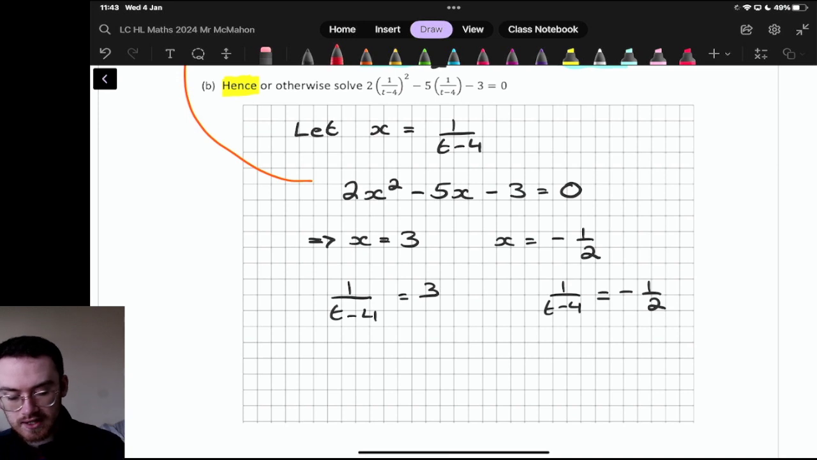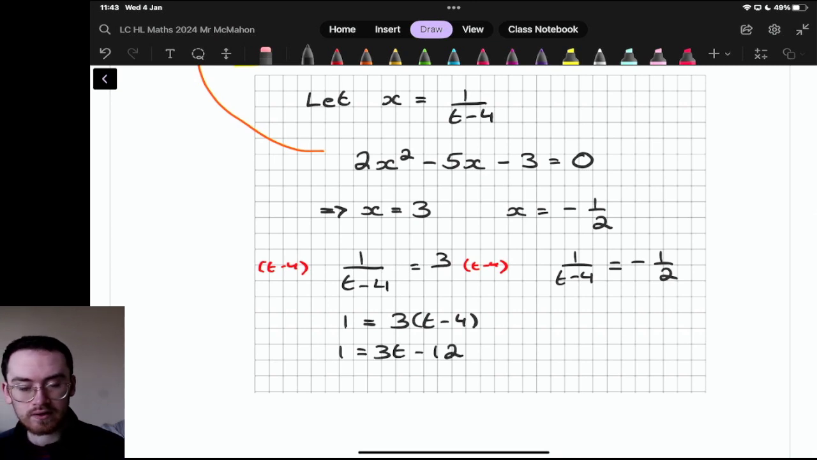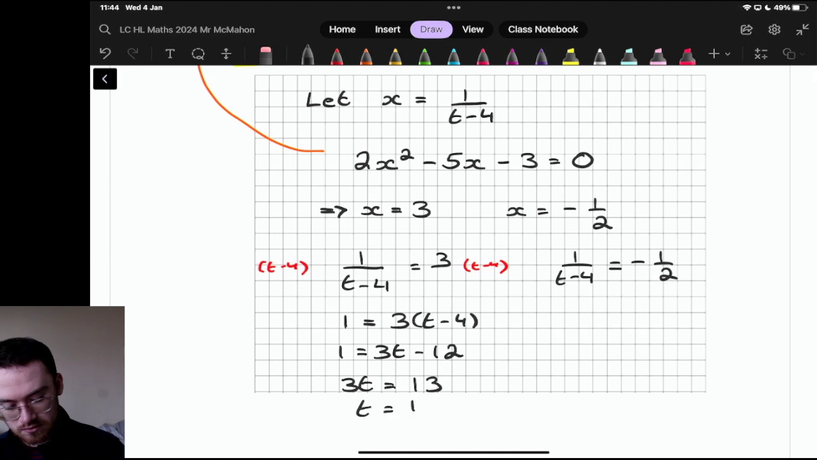Let's start with the 3 first, because that's a little bit easier to work with. So we're going to start by multiplying both sides by t minus 4. On the left hand side that leaves me with 1, on the right hand side I get 3 multiplied by t minus 4. I'm just going to tidy that up a little bit, so 3t minus 12. If we continue on, I'm just going to flip over my equal sign there. 3t is equal to 13, t is equal to 13 over 3. That's going to be my first answer here.